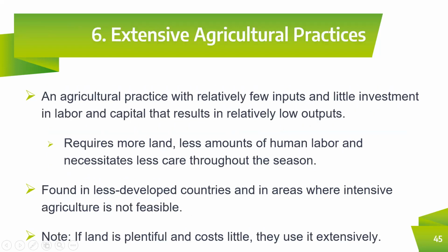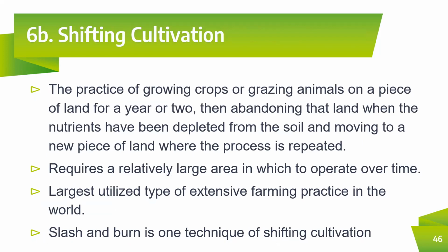And like intensive agriculture, we'll find specific types here. So we've got shifting cultivation, the practice of growing crops or grazing animals on a piece of land for a year or two, and then abandoning that land when the nutrients have been depleted from the soil, and moving to a new piece of land where the process is repeated. So this requires a relatively large area that you're going to operate in over time. Not that you'll necessarily be using a big chunk of land for the short run. Something good to know here is that it's the largest utilized type of extensive farming practice in the world. And one technique associated with shifting cultivation is the slash and burn technique.